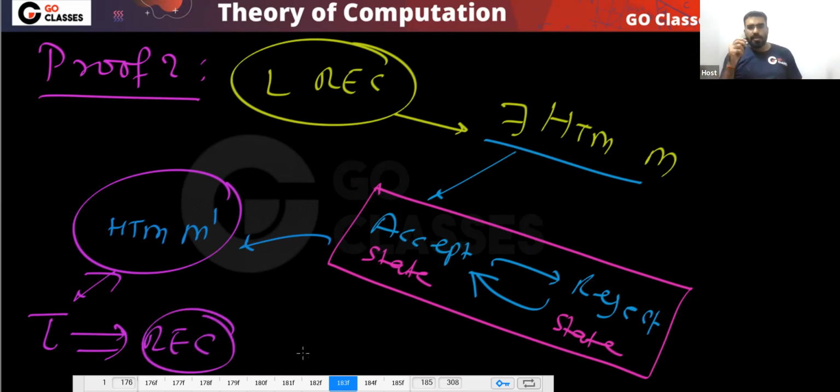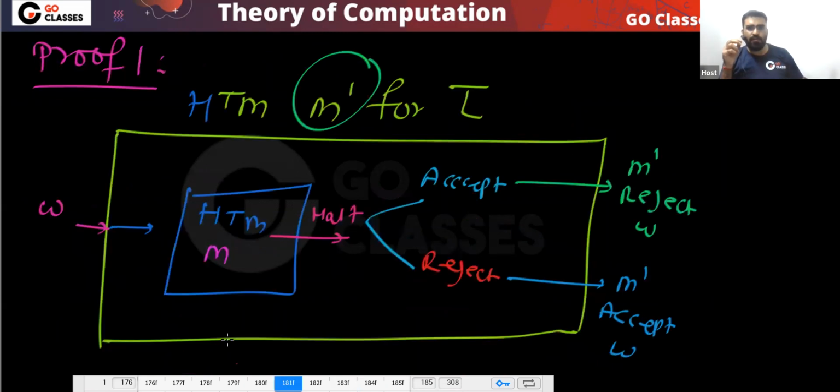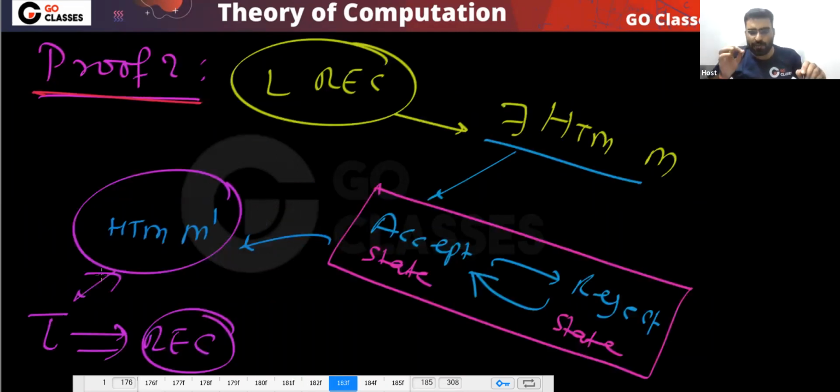Can you notice one thing? This proof will work only for our definition of Turing machine. Yes or no? Agree or not? Tell me. But proof number 1 will work for any definition of Turing machine. Yes or no? But proof number 2 will work only for our definition of Turing machine.